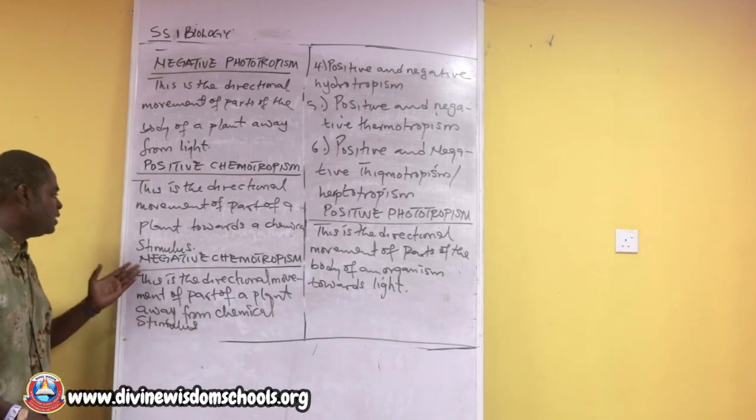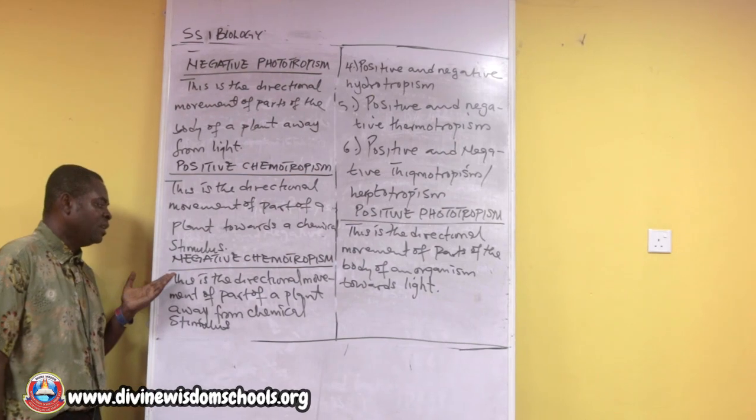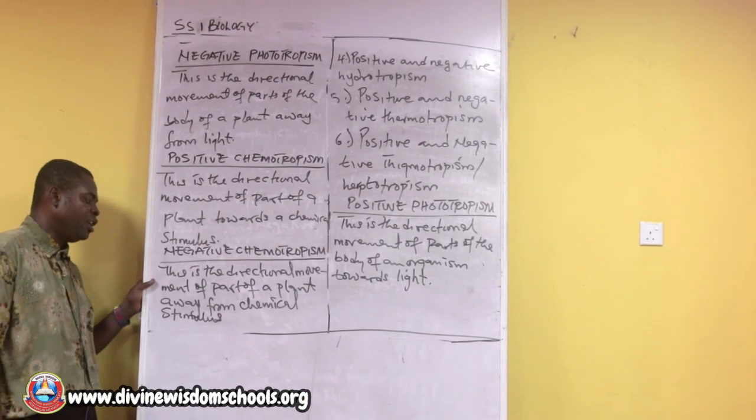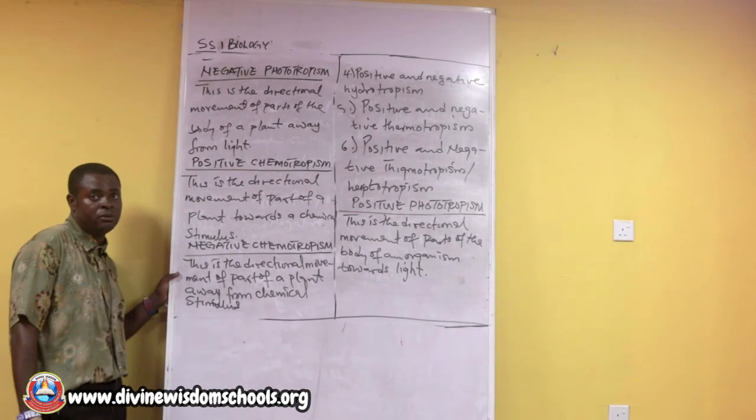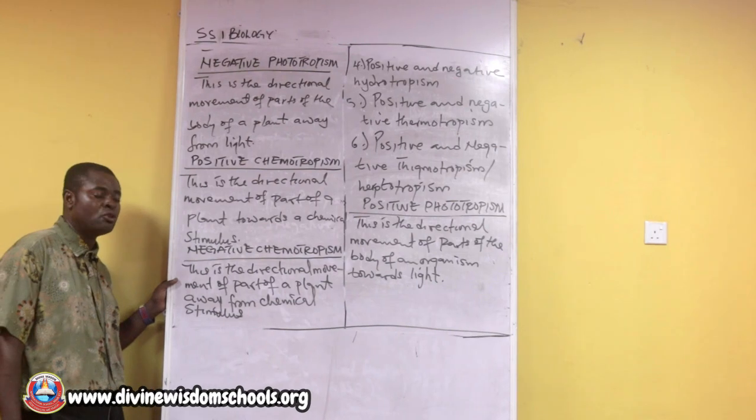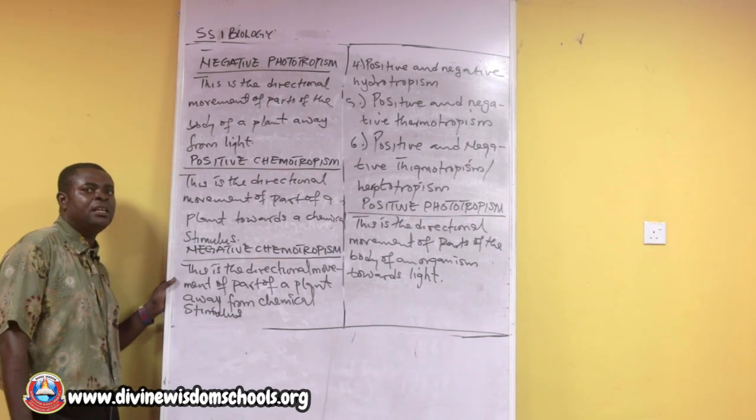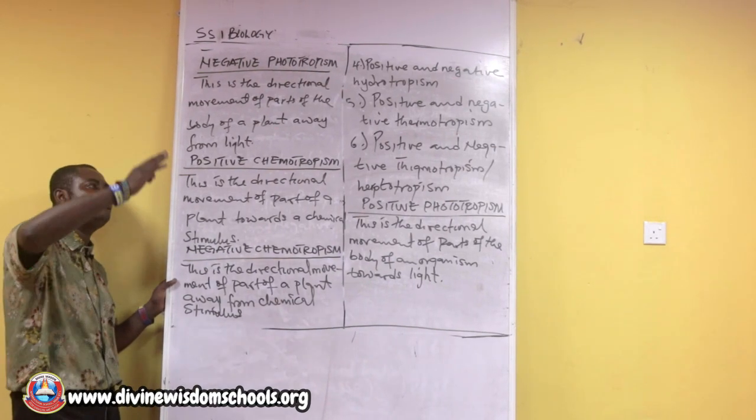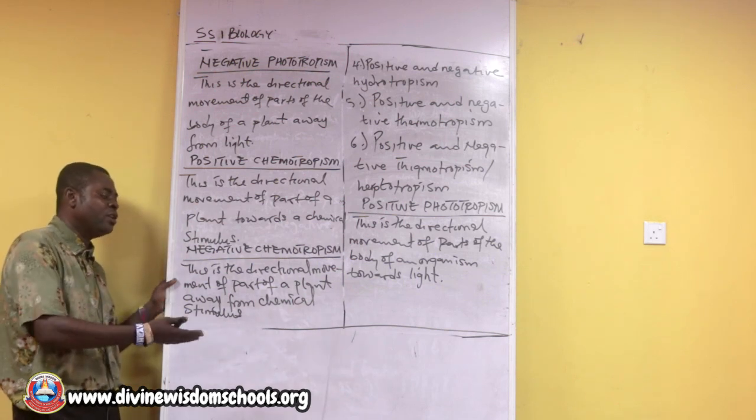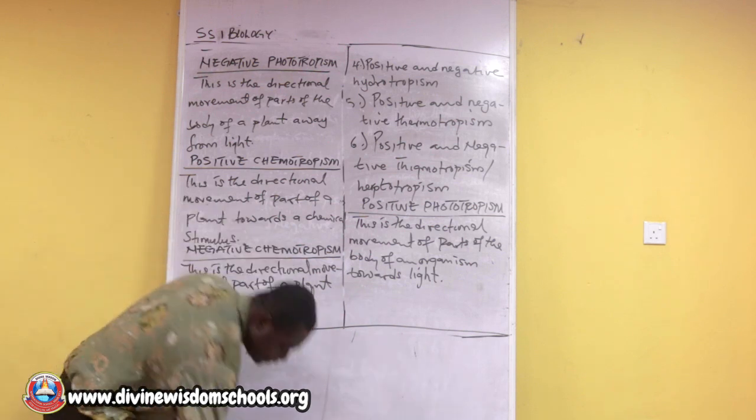This is negative chemotropism. It is the directional movement of parts of a plant away from chemical stimulus. For example, the growth of the shoot of the plant. The shoot of the plant is growing above the ground where there is no soil nutrient. So it's moving away from the chemical stimulus.